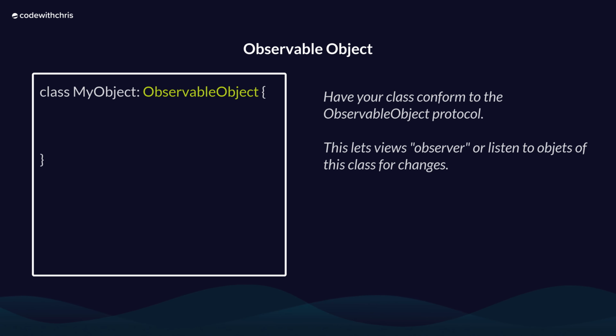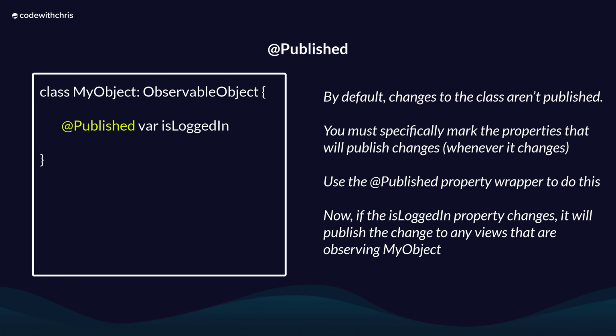So first, you have your class conform to the ObservableObject protocol. This lets views observe or listen to objects of this class for any changes. By default, changes to the class aren't published. You must specifically mark the properties that will publish changes whenever the value changes. Use the @Published property wrapper to do this. Now, if the isLoggedIn property changes, it will publish the change to any views that are observing my object.